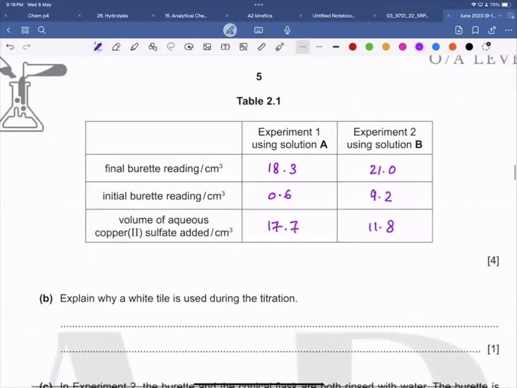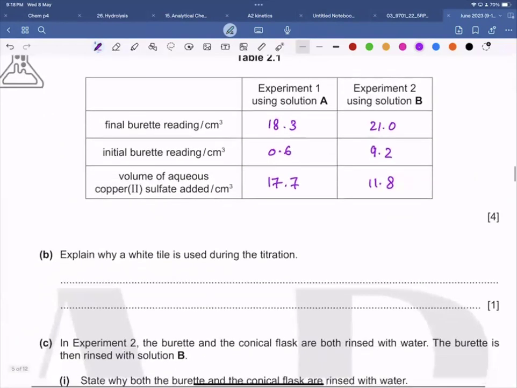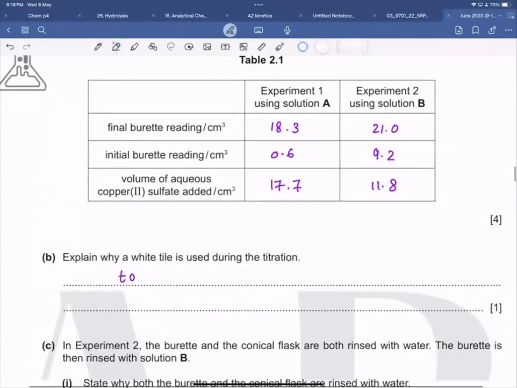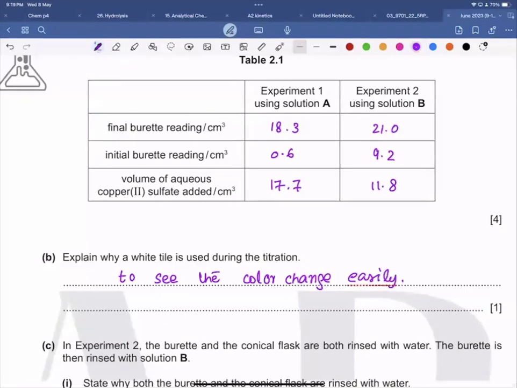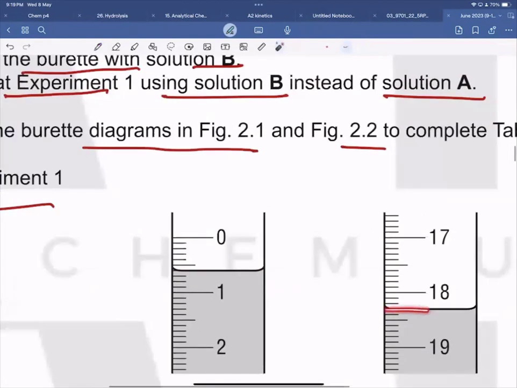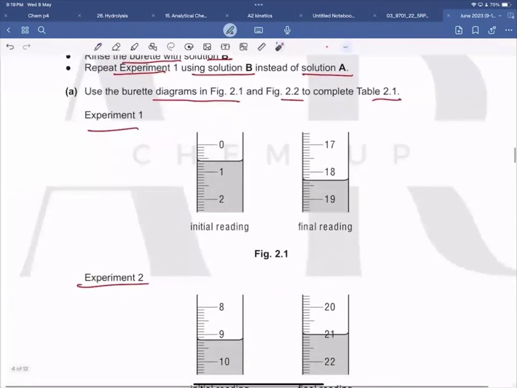Explain why a white tile is used during that titration. To see the color change easily. See over here, it's 0.6 and it's 18.3. Okay Waleed, for experiment 1.